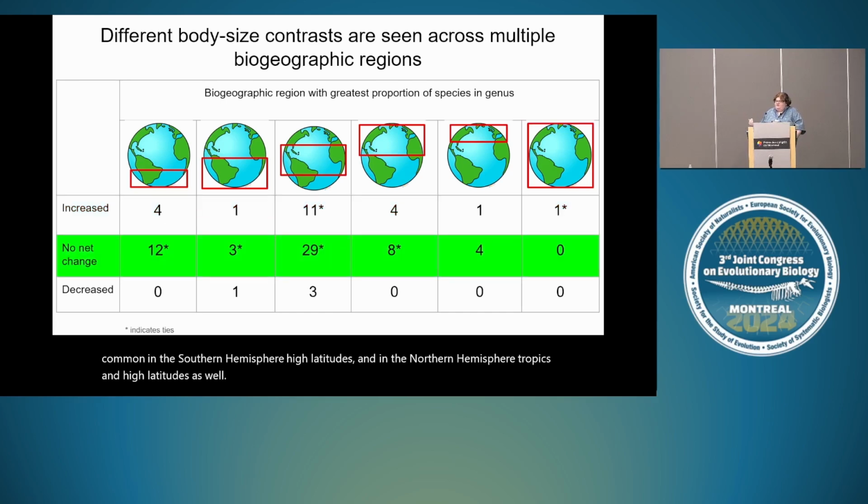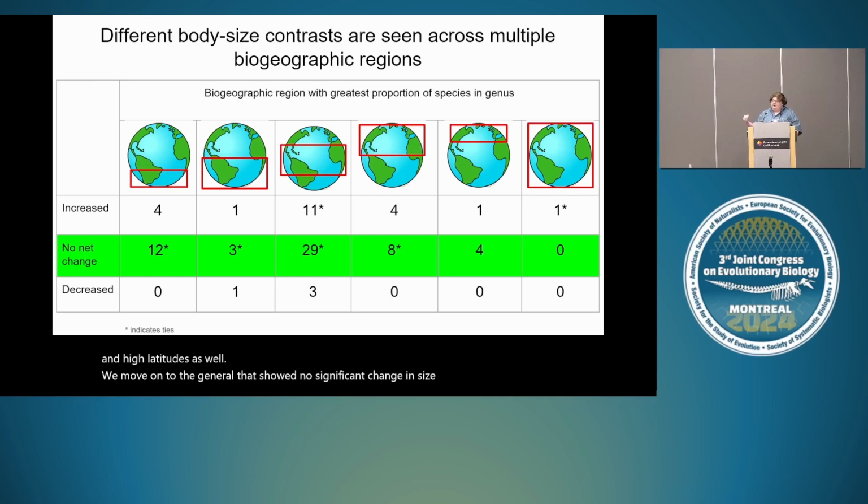If we move on to the genera that show no significant change in size, we again see that the tropics is the most common region that these genera are most speciose in. And again, we see that the southern hemisphere high latitudes and northern hemisphere tropics and high latitudes are the second and third most speciose regions for these genera.